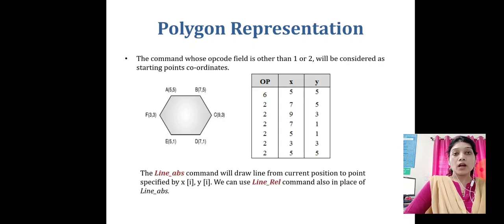The command whose opcode field is other than 1 and 2 will be considered the starting point coordinate of that polygon. So whenever I say 5 or 6, from that command we have to start drawing the polygon.